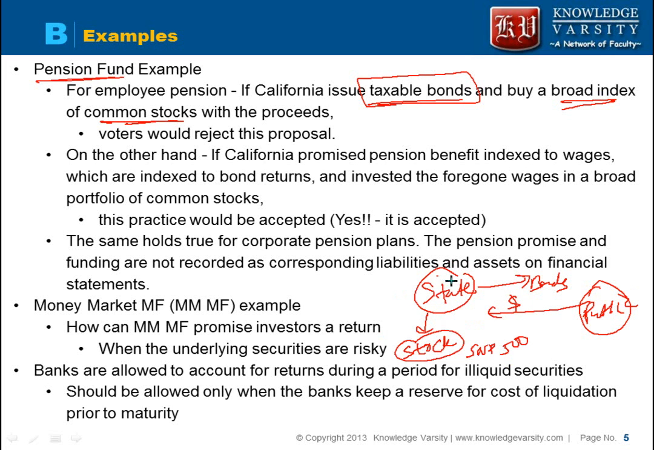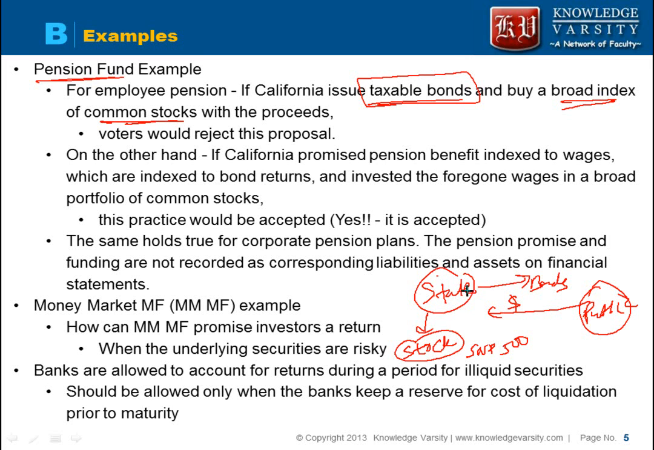Now if you were the board of this pension fund, would you recommend it? Most of the board members would reject this proposal. Why will they reject this proposal? Because they will say that you are investing the money that you receive from the bonds in stock, which is a risky investment. So it should not be done. This is what they will say. However, most people will go for it in the case of a pension plan.